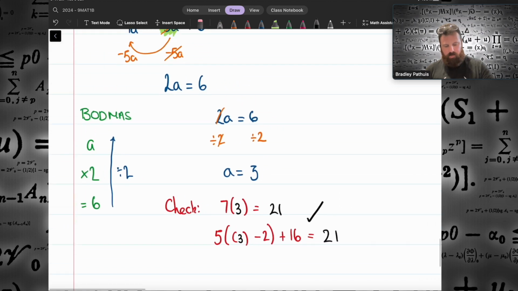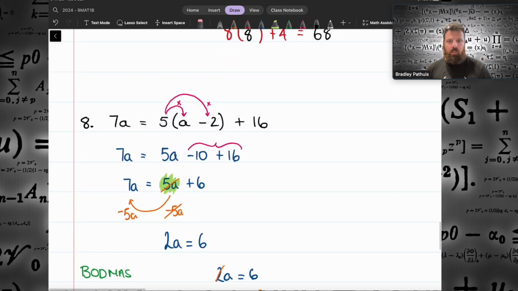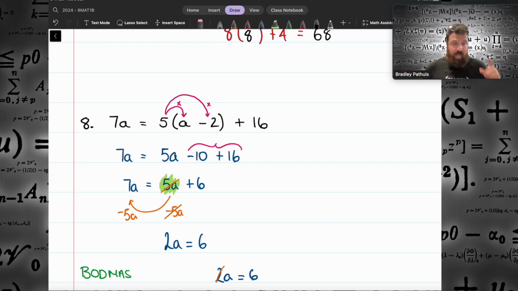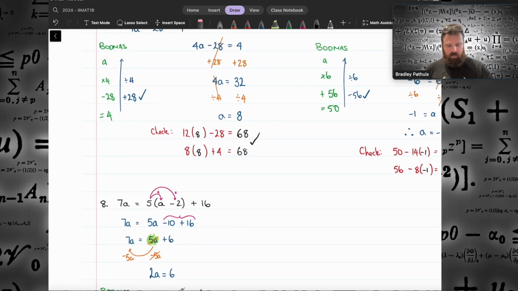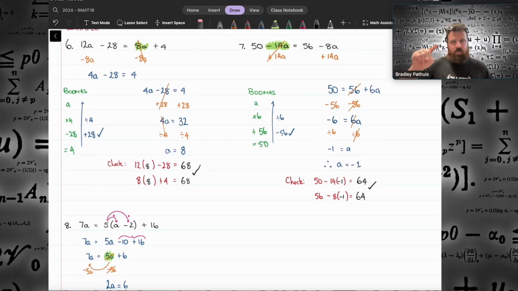Okay, so the idea behind this one was to get access to the A's first, a higher level question, but then drag it to the same side, and I dragged it by doing the opposite. So we can see in question 6, I dragged the 8 because it was the lowest. I dragged my negative because it's the opposite. In question 7, -14 was the lowest, so I dragged it to the other side by adding 14. And finally in question 8, 5A was the lowest once I got access to it, so I dragged it to the other side.